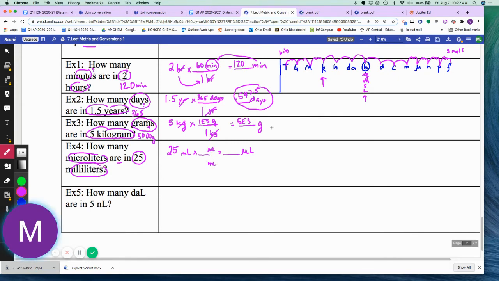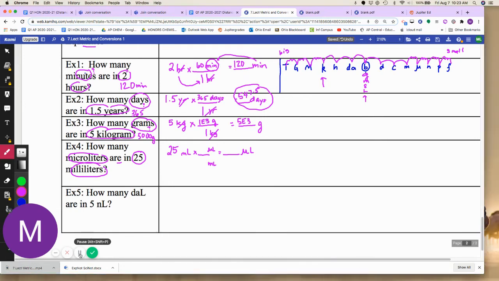Okay, then you look in your line. Where is milli and where is micro? Okay, so milli is here and micro is here. Milli is bigger because it's closer to the left, so put a 1 in the bigger unit. The micro is smaller and there are 3 jumps. That means 1,000 microliters in it, or 1E3. Okay, multiply this across. Go ahead and plug it in the calculator.